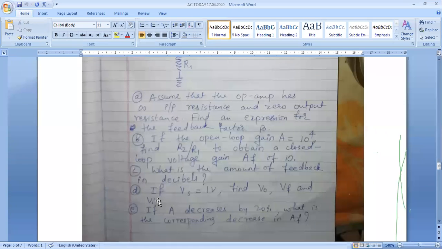Part D is, if Vs equals 1 volt, find V0, Vf and Vi. And the last one is, if A decreases by 20%, what is the corresponding decrease in AF? That is, you have to find the percentage decrease in gain with feedback.